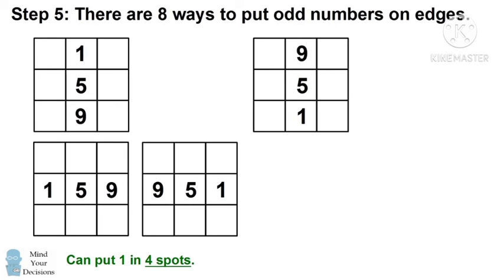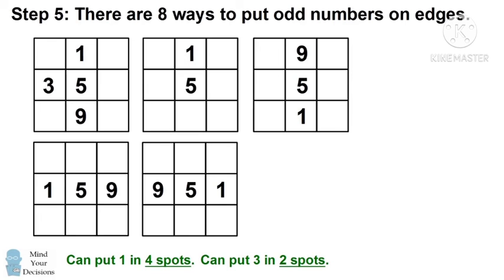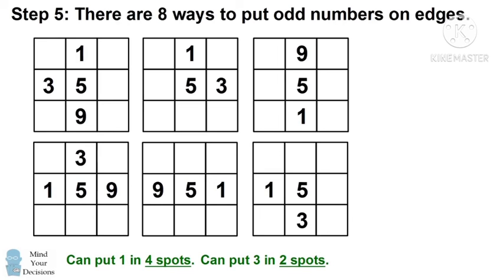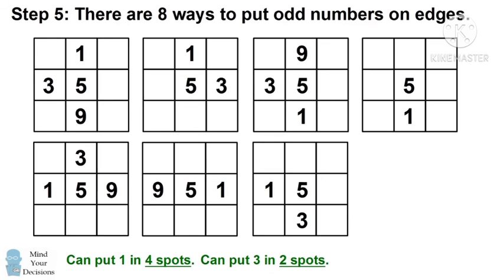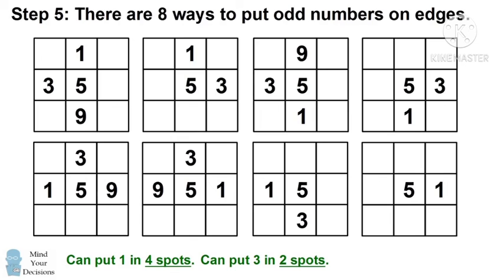Now, in the perpendicular row or column, we can put the number 3 in 2 different spots. If you focus on the square in the upper left, we can put the 3 to the left of the 1, or we could put it to the right of the 1. If you look at the lower left square, we could put the 3 above the 1, or we could put it below the 1. So in each one of these possibilities, we can put 3 in 2 different spots that are perpendicular to the row or the column that the 1 is in.